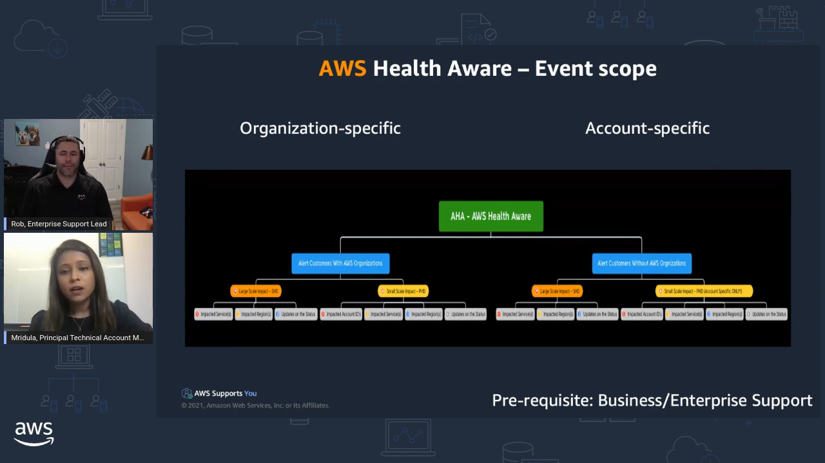AHA also works for those of you who want to deploy on a single account that is not associated with AWS Organizations. You will still be able to leverage AHA's push-based alerts, but get information specific to the impacts for a single account where AHA is deployed, and it would cover both public events and account-specific events that are supported.